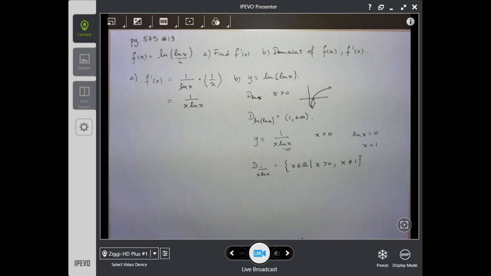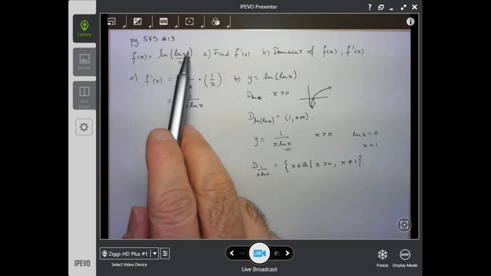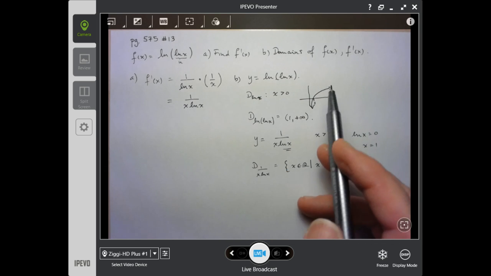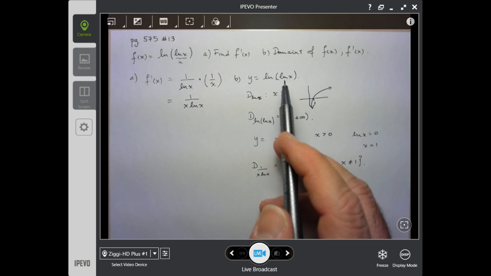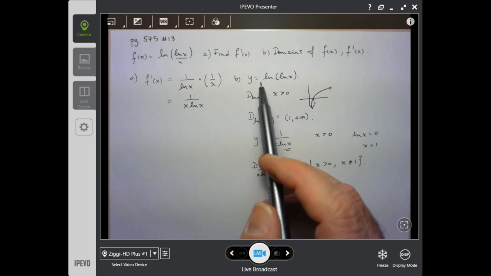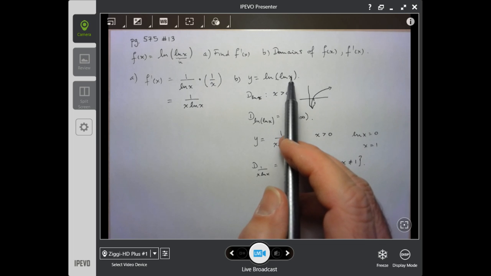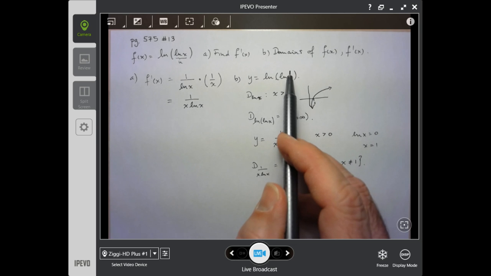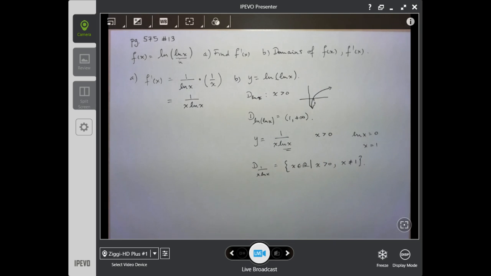Just to recap here, in part A, it was just using the chain rule on the function here, as we've done many times. And then in part B, the main thing I would say in that first part, when we determine the domain of the original function, is to remember how to determine the domain of a composite function. Step 1 is x has to be in the domain of the interior function, and then those outputs need to be in the domain of the exterior function. All right, that's it for this one.